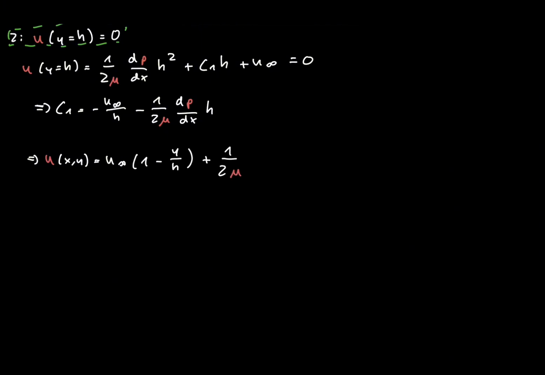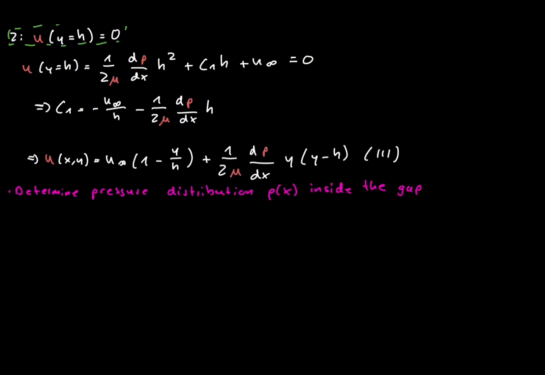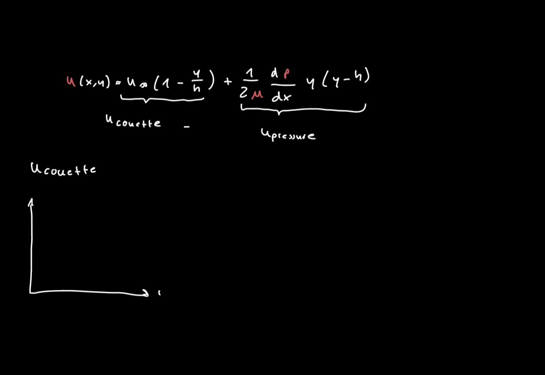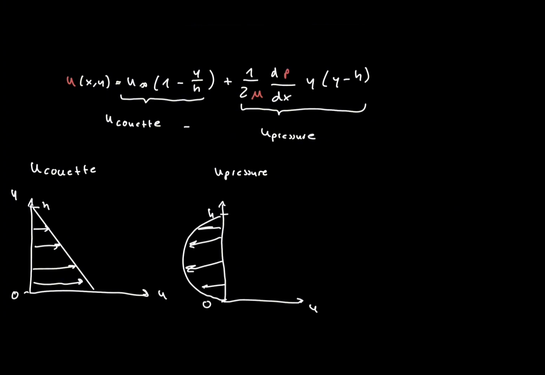U of x and y equals u infinity times the quantity 1 minus y over h, plus 1 over 2 mu times partial p over partial x times y times the quantity y minus h. The first term is Couette flow caused by the moving wall. The second term is pressure-driven Poiseuille flow.